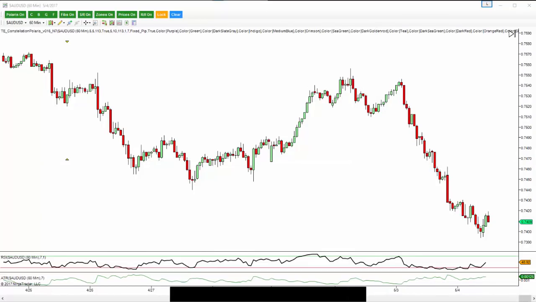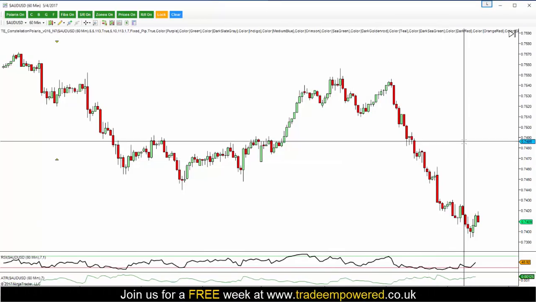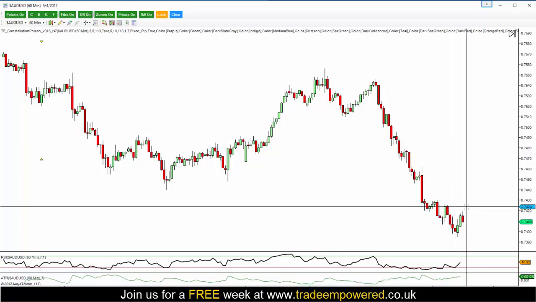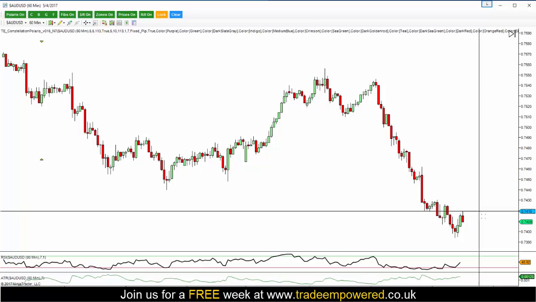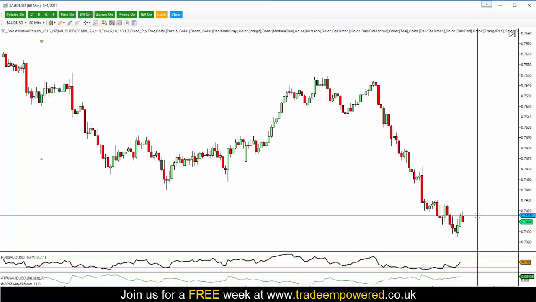I just wanted to share with you a couple of opportunities that we just identified in the London live room. First one's going to be a trend continuation day trading opportunity. Second one's going to be a counter trend trading opportunity on the euro yen, more from a swing trading perspective.